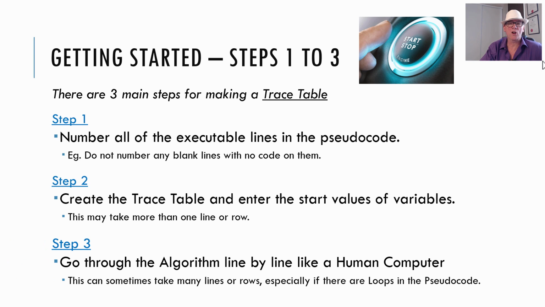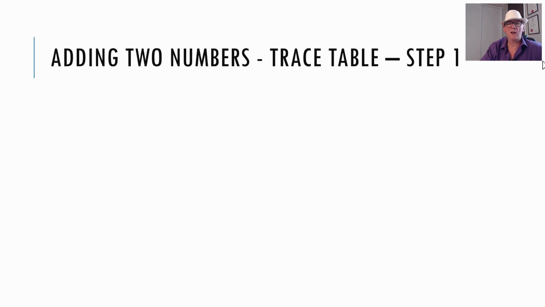And step three then is to go through the algorithm line by line like a human computer, doing all of the processing and writing down as you go what the variable values currently are in that little table you've drawn up, called the trace table. Okay, so adding two numbers, we saw the finished version. Let's go through how you do that step by step, making a trace table.